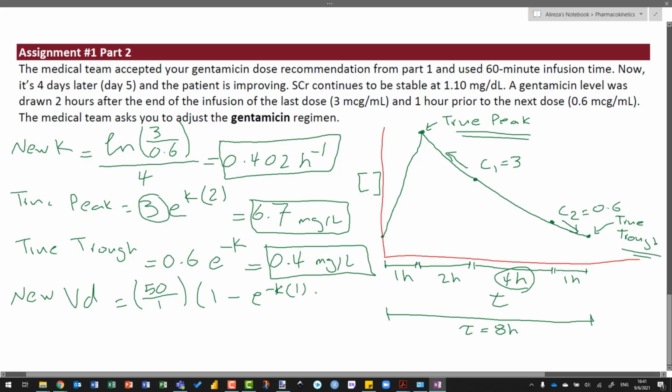And then we have time of infusion 1 hour. And then in the denominator, we basically have the new k times 6.7, which is the true peak, minus the true trough 0.4, times e to the negative k times time of infusion. And this would give us a new volume of distribution of 6.4.